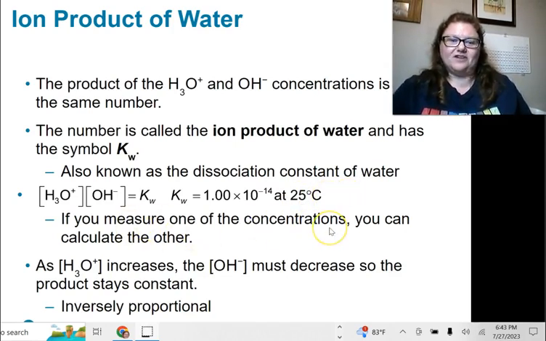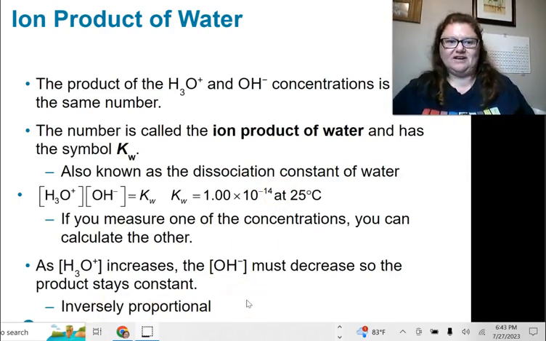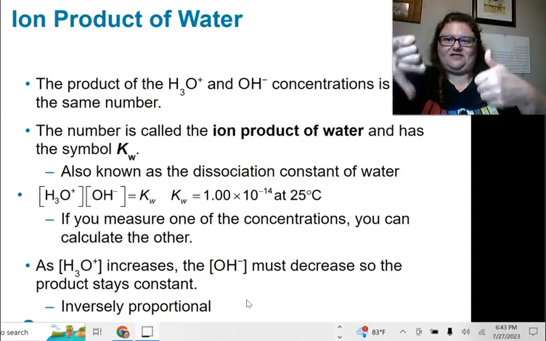If you measure one of the concentrations, you can calculate the other because the exponents add up to 14. So as the hydronium ion concentration increases, the OH- must decrease so that this product remains 1 times 10 to the negative 14. So we could say that that's inversely proportional, meaning as one concentration increases, the other will decrease. Those are inverses.